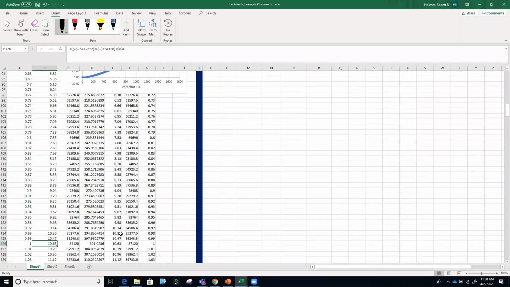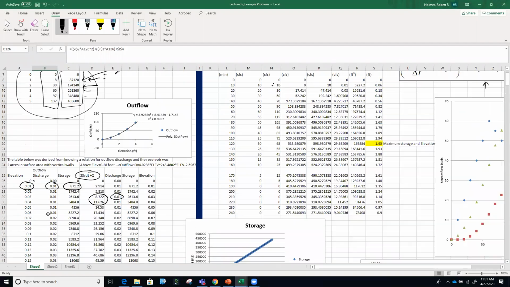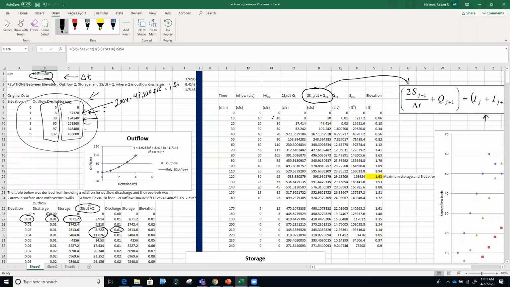Appreciate that. When you are developing your reservoir routing table on the right, doing all the lookups, why wouldn't we look up everything with respect to the 2S over dt plus Q column? You talking about the P column? For the subsequent ones, like when you're doing the lookup for the Q j plus 1, the S j plus 1, and the elevation, you look up with respect, I believe, to the Q j plus 1 column.